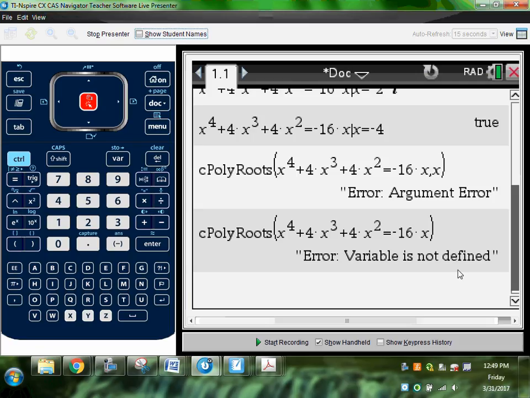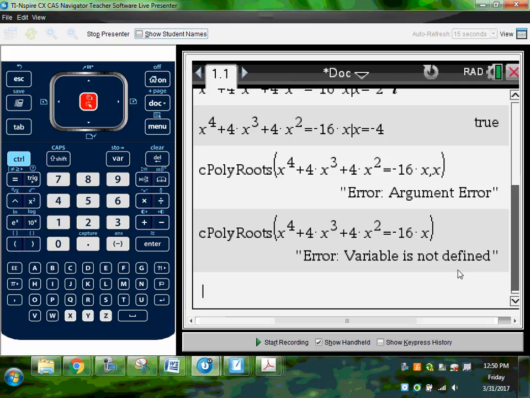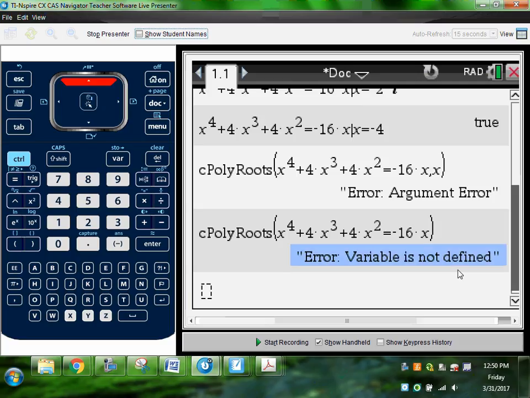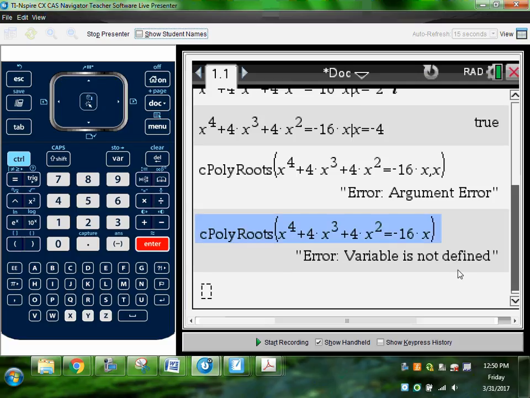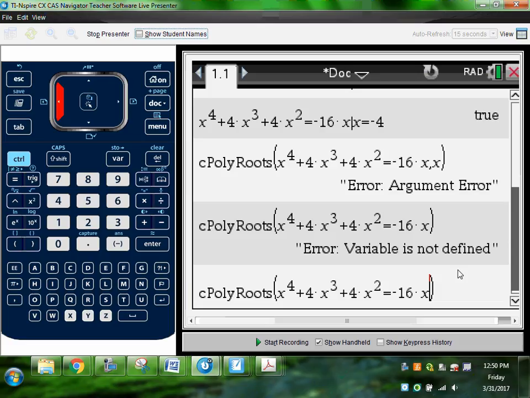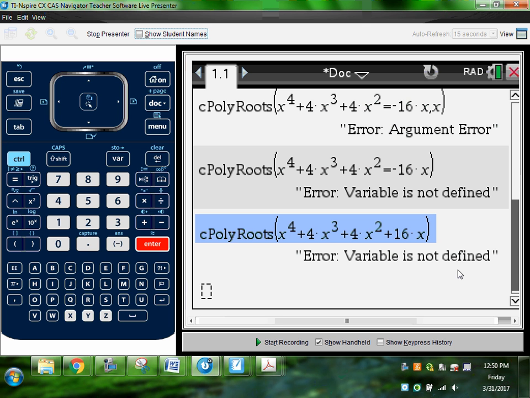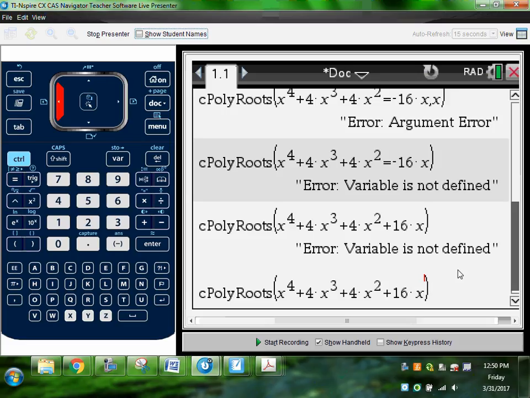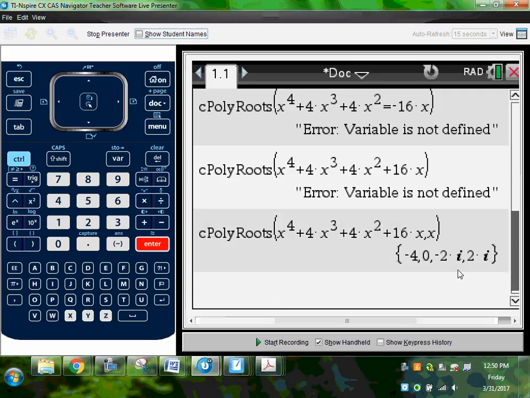What is this? Error variable is not defined. What's that? Plus 16x. Take out the equal. So what is it saying? I'm sorry. Do you just do plus 16x and then comma x? Okay, sorry. See, these tools are new for me as well. So you put in your polynomial and tell it, okay, what does it show you?